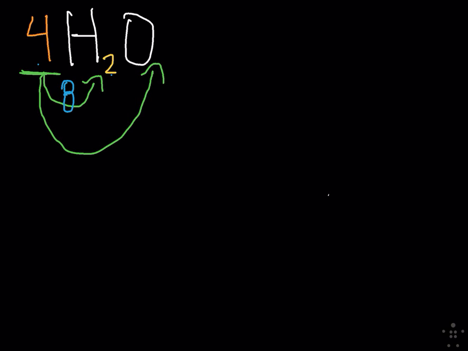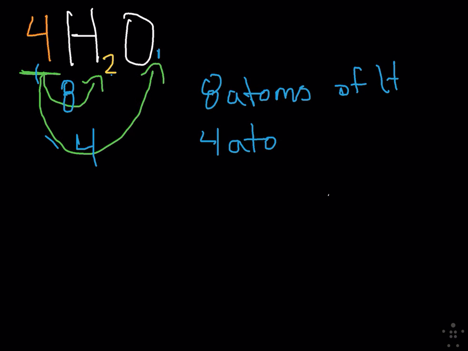Now I'm going to do the exact same thing. 4 times this 1 oxygen. So 4 times 1 is 4. So again, it's the exact same math as before, and you can see it. I've got 8 atoms of hydrogen, and I've got 4 atoms of oxygen. That is how you use a chemical formula with a coefficient to count atoms.